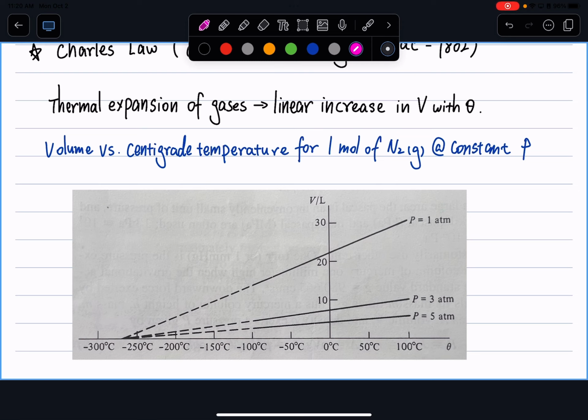Again, we always look at our coordinates first. On the y-axis, we have our volume, in liters. And on the x-axis, this is theta, what we call the thermometer temperature, because we haven't defined the thermodynamic temperature yet, but you can treat it as a form of temperature.